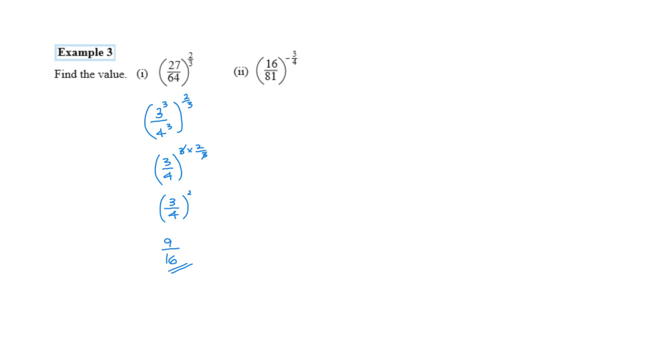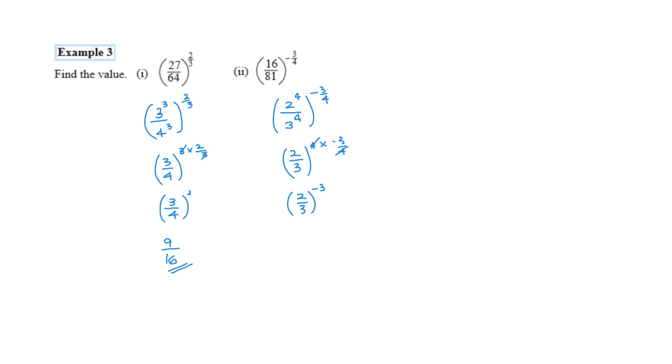Next, you have 16 over 81. 16 you can write as 2 to the power 4 and 81 as 3 to the power 4. You have minus 3 over 4 outside. So then 2 over 3 fourth power into minus 3 over 4. So 4 cancel. You have 2 over 3 minus 3 as a power.